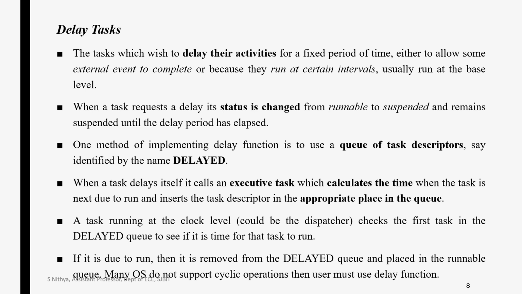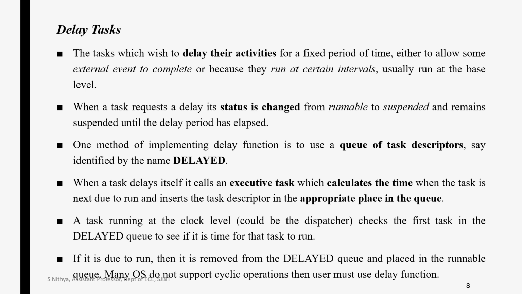One method of implementing the delay function is to use a queue of task descriptors. We know the task descriptor contains all the information about the task: what is the current status, where exactly it is, when it was interrupted, what the task ID is, and what the priority is. Everything is in the task descriptor, identified by the name, which is delayed. We need to use the delay when the task is waiting for some other external event to occur, or when this particular task needs to be executed after some other task's execution. In that case the delay task must be used.